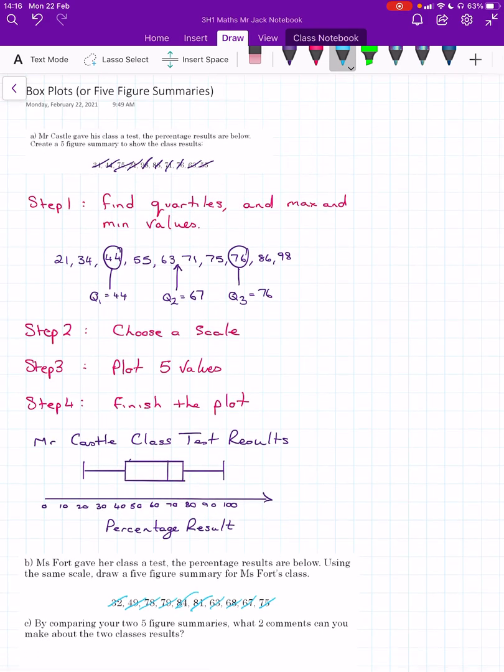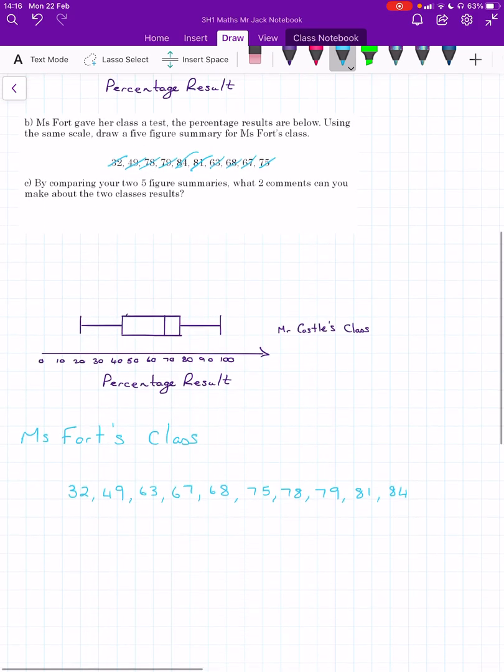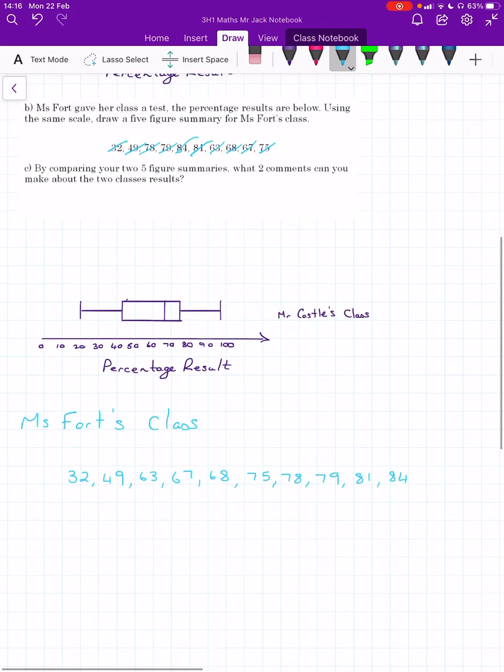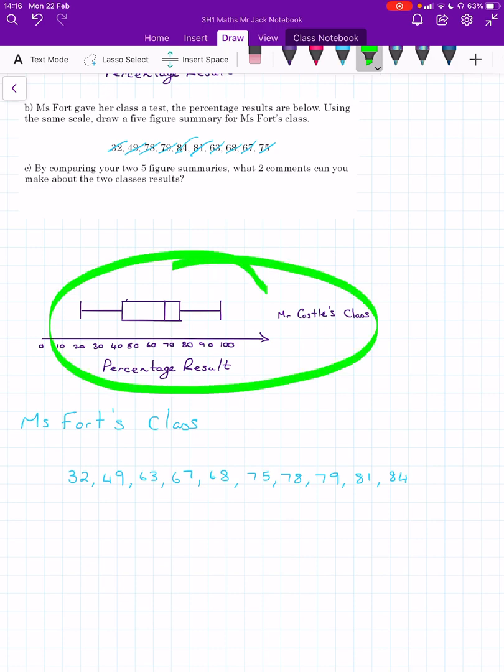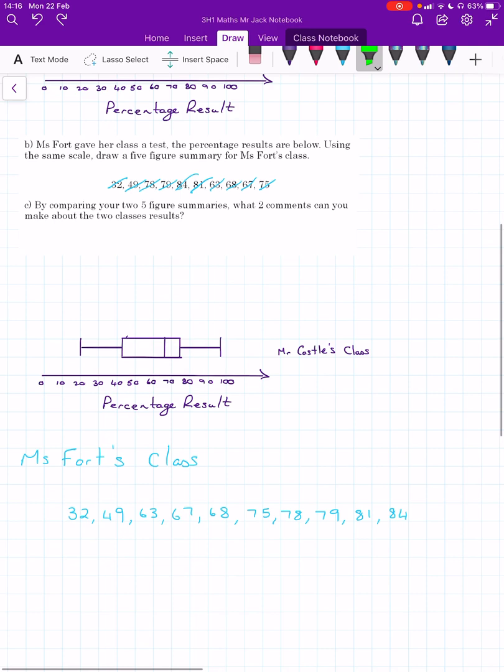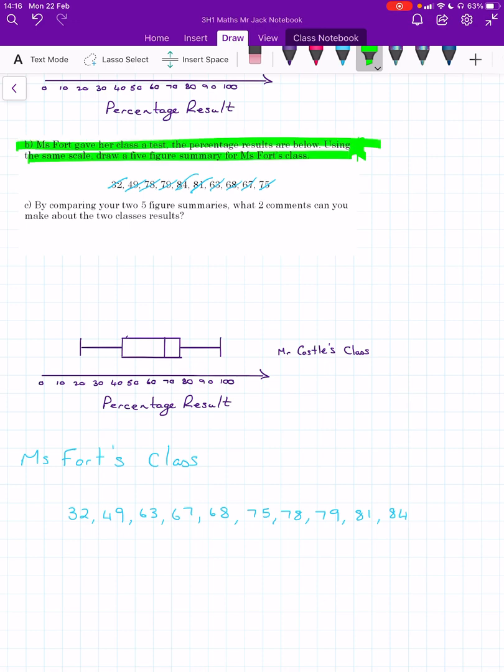We were drawing a box plot for Mr. Castle's class test results. I've just copied that box plot down here, so that's it here. The reason for that is because part B of this question, up here, says that we need to use the same scale to draw a 5-figure summary for Miss Fort's class. So I'm now starting to work on this question here.